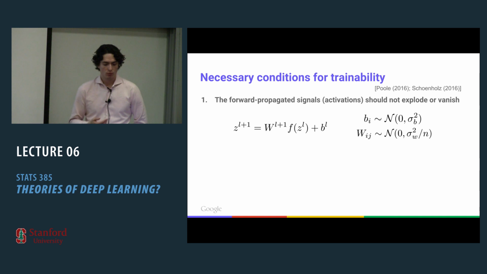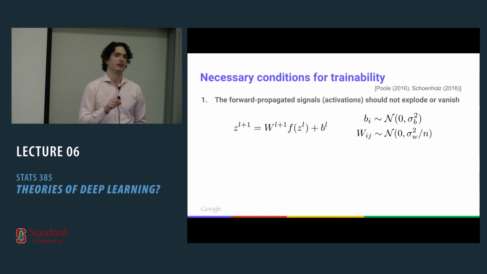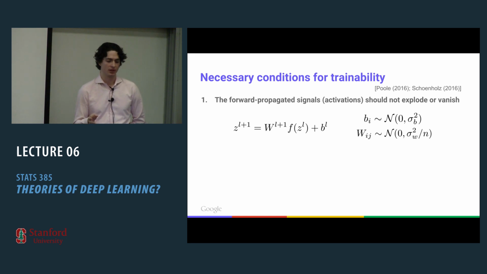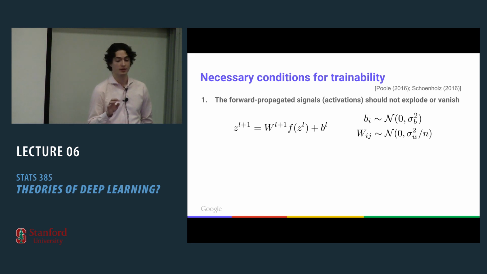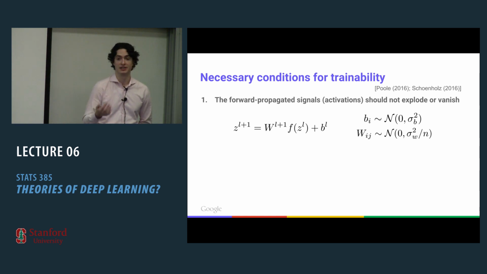And furthermore, because we're considering this large width limit, the central limit theorem kicks in. And therefore, the distribution of the elements of Z is going to be Gaussian. It's going to have 0 mean, because B and W have 0 mean. And the variance is going to have some value, which potentially depends on depth.